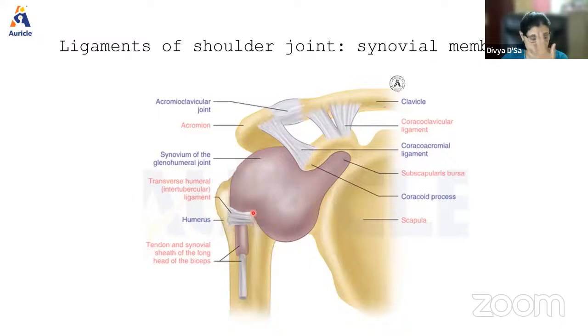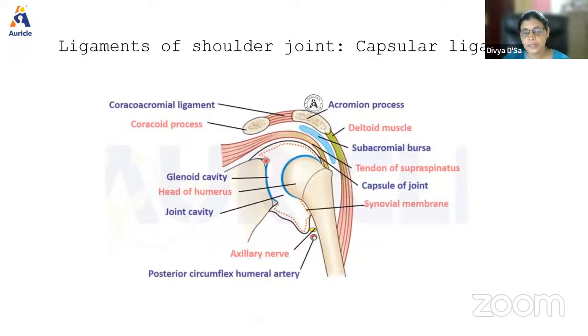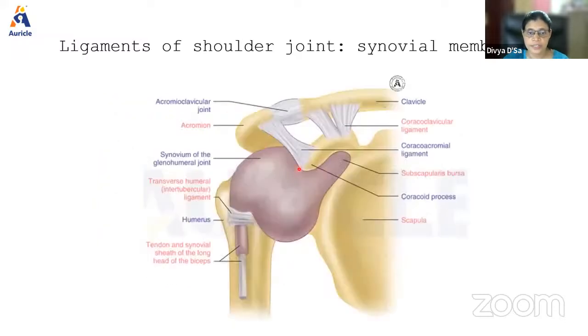The synovial membrane extends beyond the joint cavity, that is, as the covering for the tendon of the long head of biceps. The tendon of the long head of biceps begins from this supraglenoid tubercle, and that tendon will be running through the joint cavity. So the synovial membrane forms a synovial sheath covering the tendon of the long head of biceps. Then it also has an extension beneath the subscapularis, where it forms the subscapularis bursa. And posteriorly also we see it beneath the supraspinatus, where it will form a bursa.